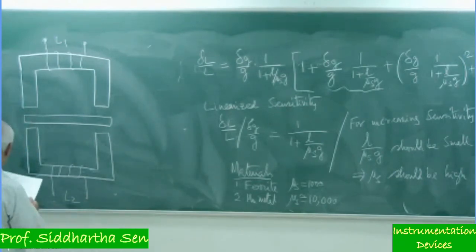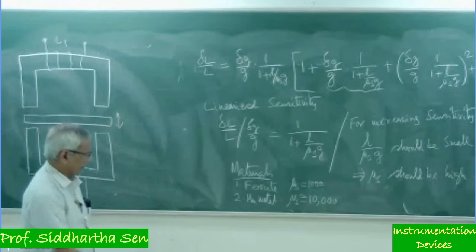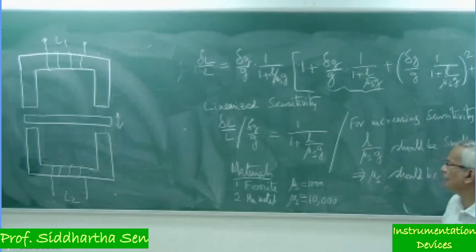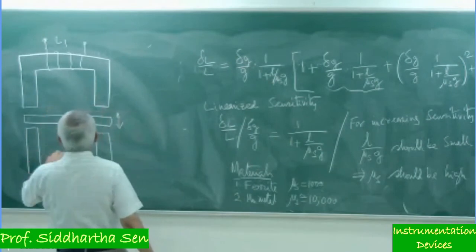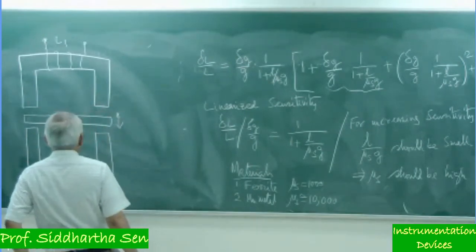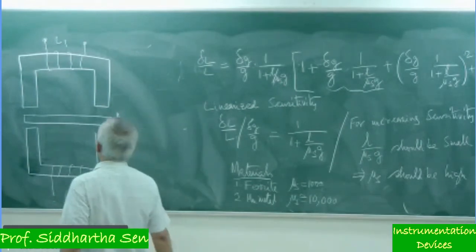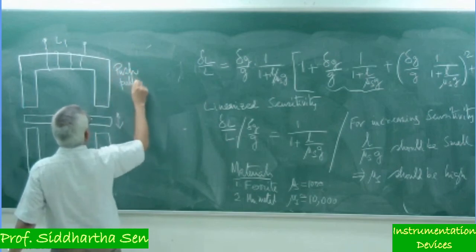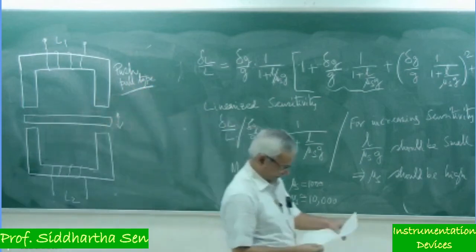So suppose this is the configuration. That means instead of one variable reluctance type sensor, I place two here: one on the top, one on the bottom. Okay? Then this configuration is often called push-pull type.